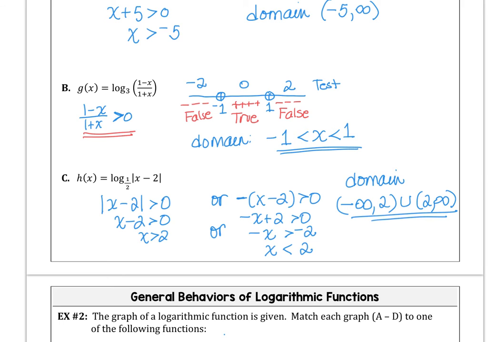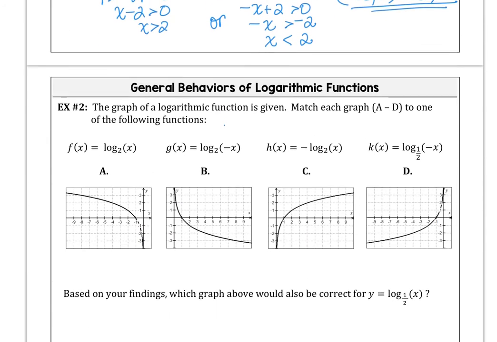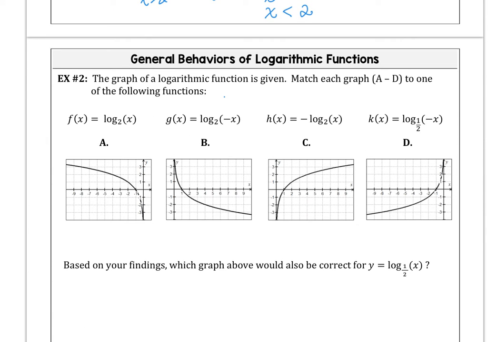Moving on to example 2, we've got the graph of a log function that's shown, and then our graphs are labeled A, B, C, D. So this one is a decay, this one is a decay, this is a growth, this is a growth. Log base 2 of x is going to be a growth function, and this growth function looks like graph C to me.